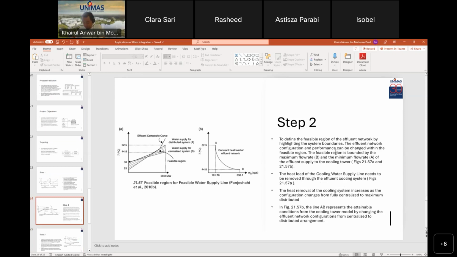Step 2 is to define the feasible region, taking into consideration the evaporation loss effect, and modify the composite curve through temperature shifting. The feasible region is bounded by the maximum flow rate B and minimum flow rate A of the effluent supply to the cooling tower.